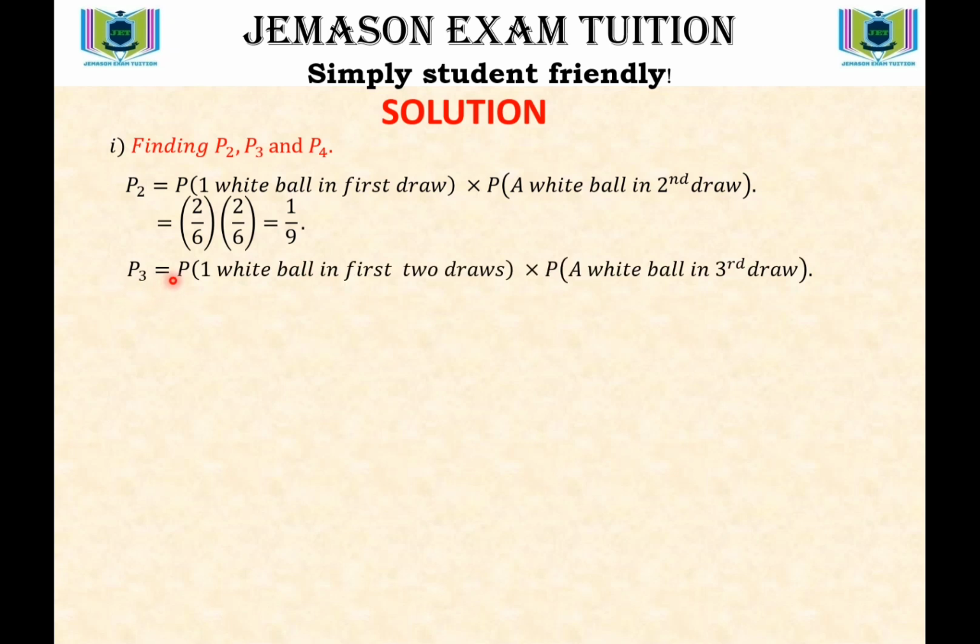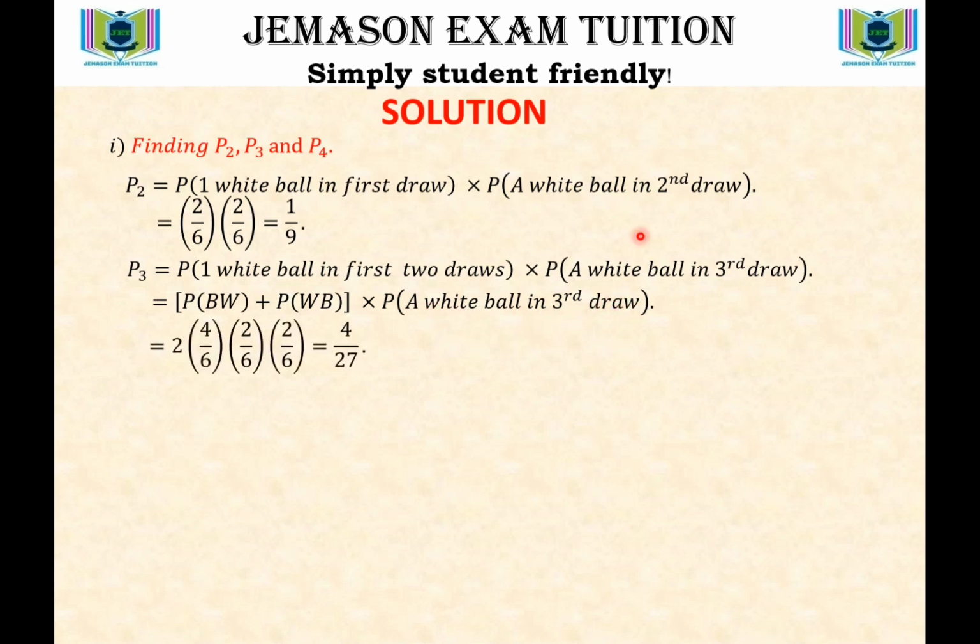Now for P3, we have the probability of having a white ball in the first two draws. Again, since n is 3, the probability of a white ball in the first two draws, n-1, times the probability of a white ball in the last draw, the nth draw, which is the third draw in this case. And so to have exactly one white ball in the first two draws, there are two options. It's either the first ball is black and then the second is white, or the first ball is white and then the second is black, and then times the probability of a white ball in the third draw.